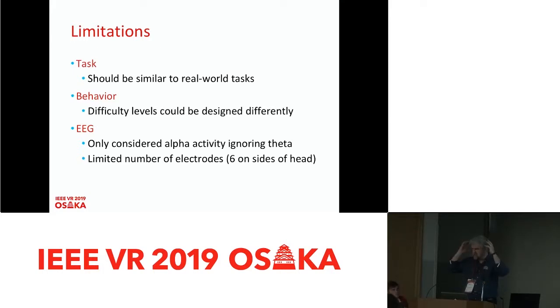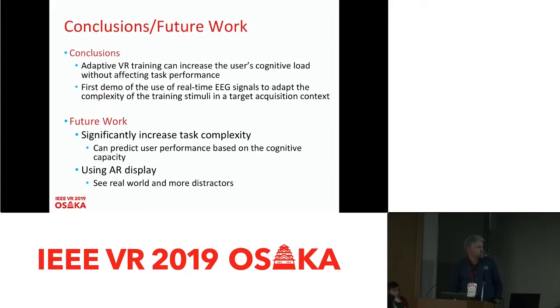So we had 3 on each side of the head we're looking at. With the brain cap we had, it's a 32 electrode system. We could have had more brain activity measured, but we didn't pick that.